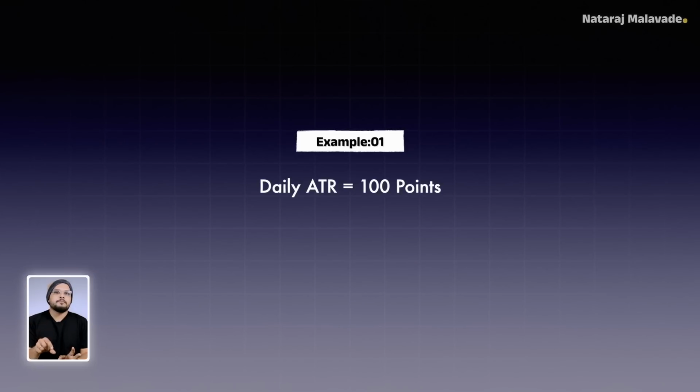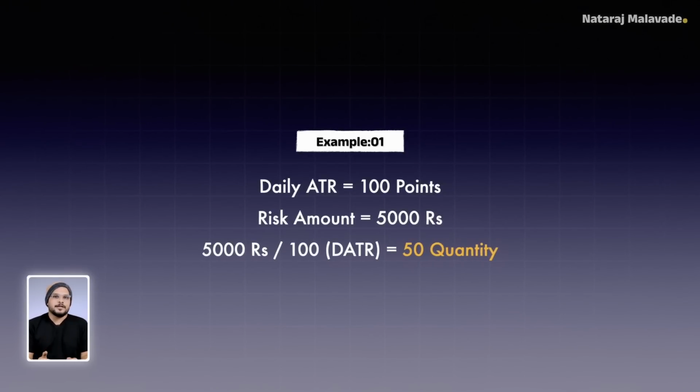You can divide the maximum risk amount that you are willing to risk by this particular ATR number. For example, if you are prepared to risk 5,000 rupees and the daily ATR value is 100, you can divide 5,000 by 100, which equals 50. So by opting for 50 quantities in this particular trade, you are ensuring that your risk is limited to the volatility of the market, and also you are positioning yourself in line with the volatility.